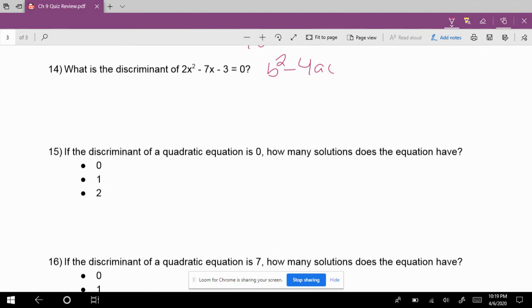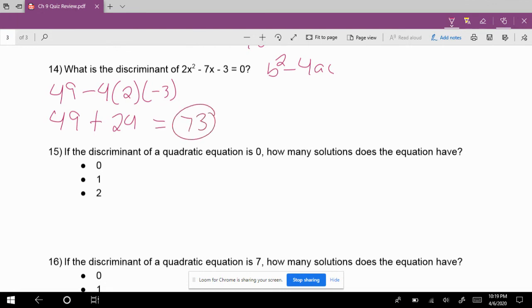So in this case, b is negative 7, but even if you square it, a negative times a negative will be a positive 49. Minus 4 times 2 times negative 3. Okay, go ahead and multiply that out, and this does become an addition problem. And you have 4 times 2 times 3, which is going to give us 24. And add those two together, we get 73. So the discriminant is 73.